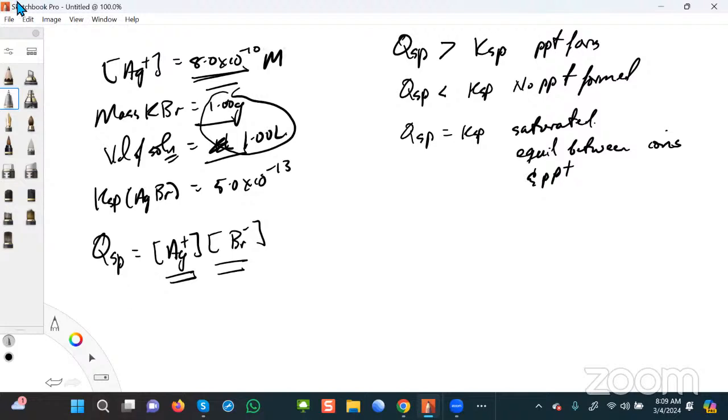So how would you determine the concentration of the bromide ion? And you guys out there on Zoom can chime in as to what you think, or how we should go about getting the concentration of the bromide ion.